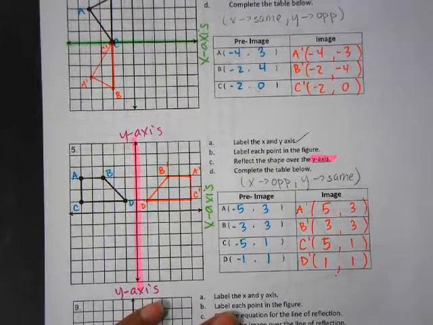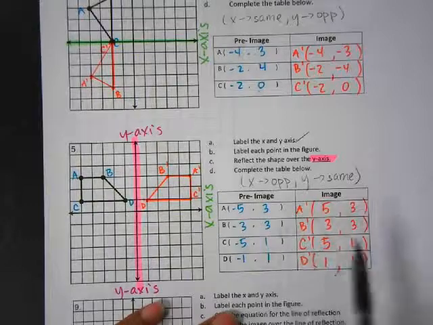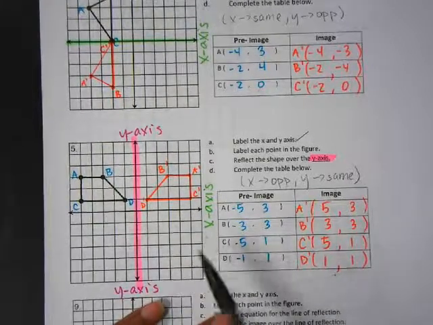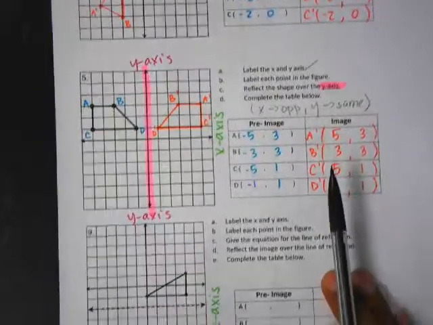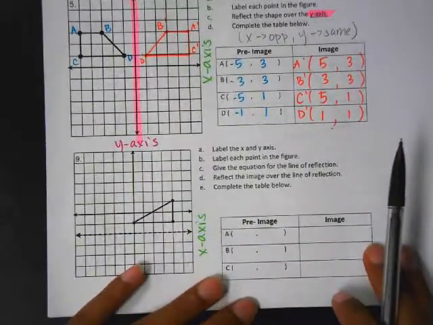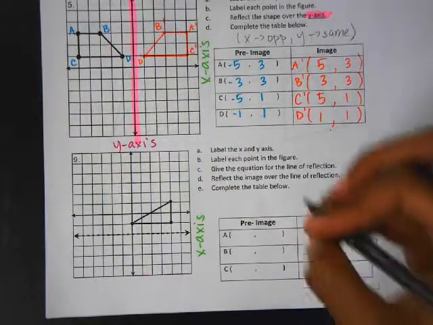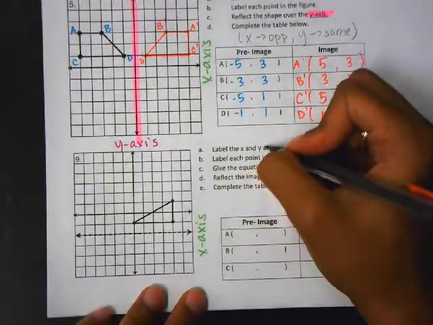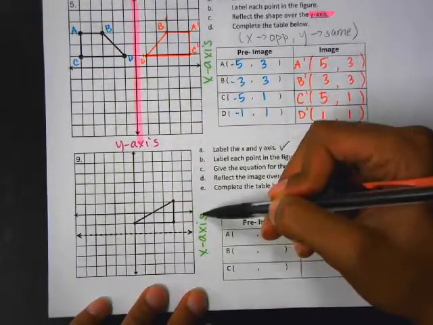Okay. Once I got my new coordinates, I graphed my picture, and your picture should look similar to this. Alright, next one is something that we didn't practice in class. This is the one I'm going to walk through step by step with you. So, step 1, label the x-axis and y-axis. I did that. So go ahead, label your x-axis, and label your y-axis.